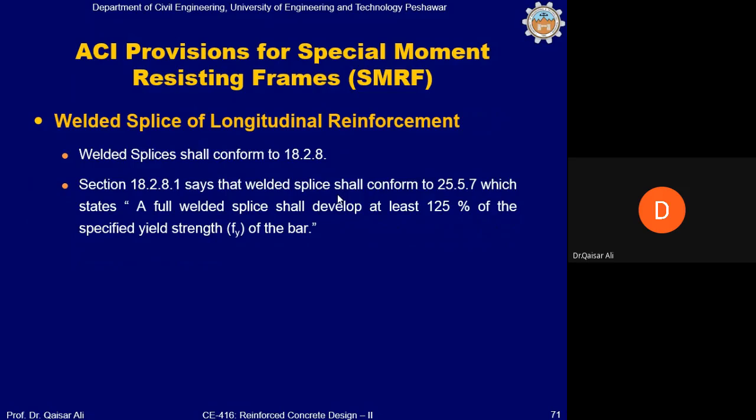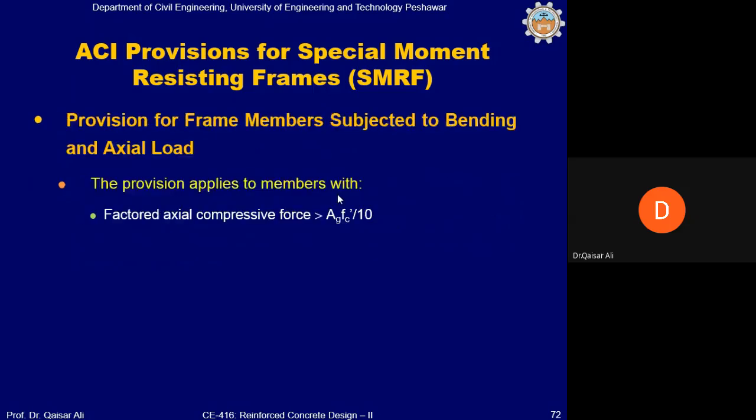The same provision applies to welded splices. Welding is also allowed in those locations where lap and mechanical splicing is allowed. But again, a welded splice will also develop at least 125% of the specified yield strength, for the reason explained in the previous slide. Okay, then we have provisions for columns.